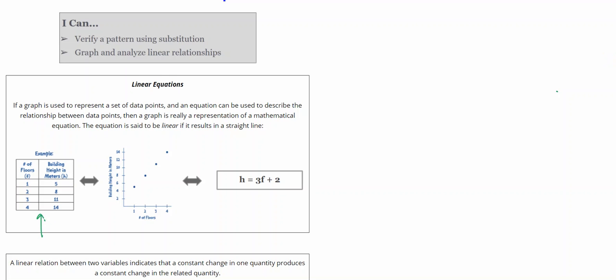So if we had the number of floors, and then that related to the height of the building in meters, then we can see the number of floors are going up by a constant amount: 1, 2, 3, 4. And then the height of the building is going up by 3, it looks like. So I could say that the height of this building is equal to 3 times the number of floors.